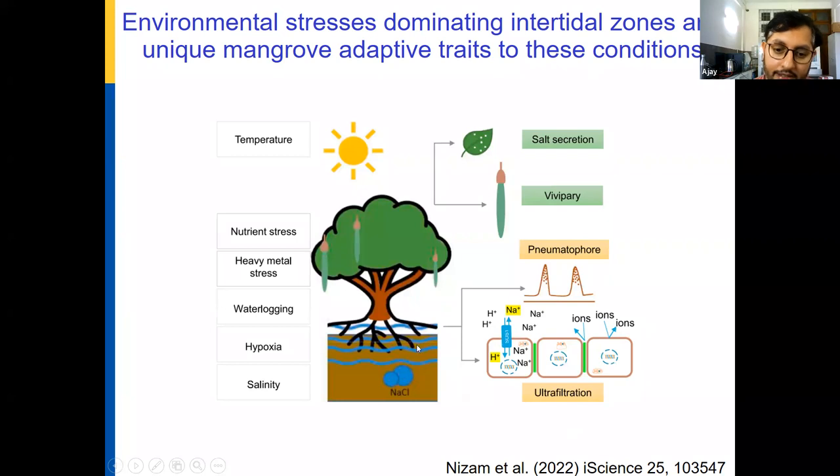Ultrafiltration means the salinity is very, very high. Normal plants will not be able to survive even for hours at the salinity which is present. So the plants at the roots itself deploy certain mechanisms in which the salt is filtered at the root, and then they take up the water which is free of the salt. That kind of a mechanism we call ultrafiltration.